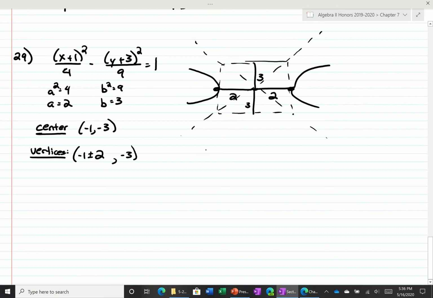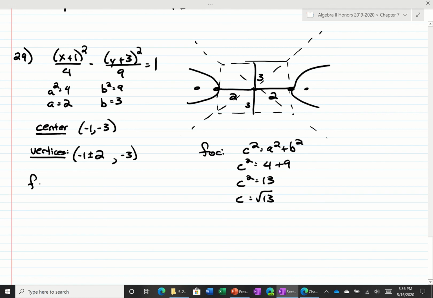The foci, well, we got the foci. We have to remember that c squared is equal to a squared plus b squared. 4 plus 9 is 13. So C would be root 13, and that would be along the x-axis. So we're going root 13 units left and right from the center.